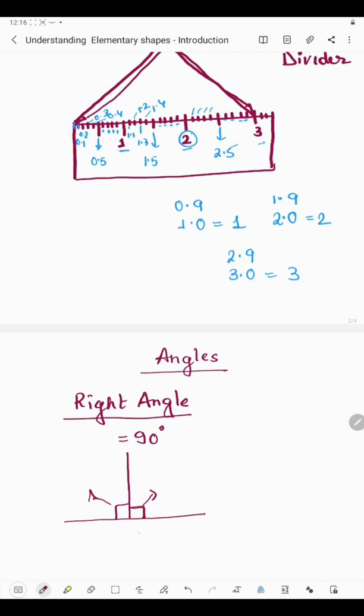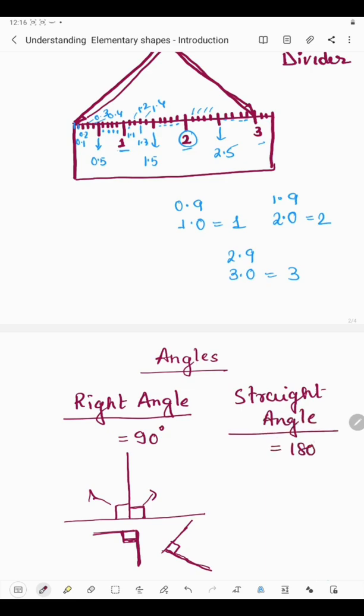If you draw the angle like this, see, this also makes 90 degree. That means on the baseline, if you draw any perpendicular line, then it makes a right angle. So it can be this way also, then it can be this way also. So these all are 90 degree. Now next we have the straight angle. A straight angle measures 180 degree. So if I draw a line, see here, this is 90 degree.